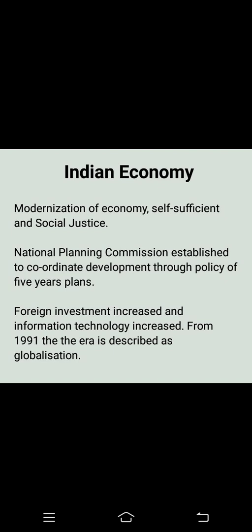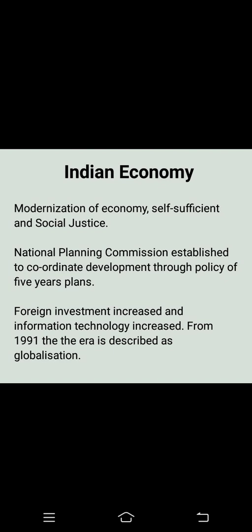Next one is foreign investment increased and information technology increased. From 1991, the era is described as globalization. After 1990-91, we started doing lots of development. Other countries apart from our country, that is, foreign countries, were interested in investing in our country so that we will have good development.